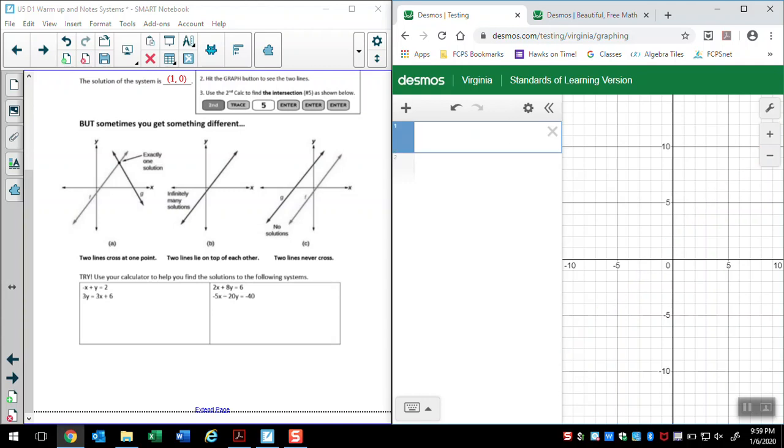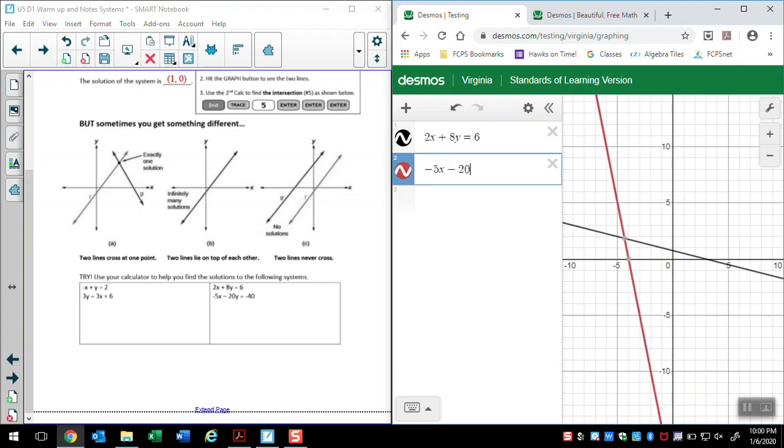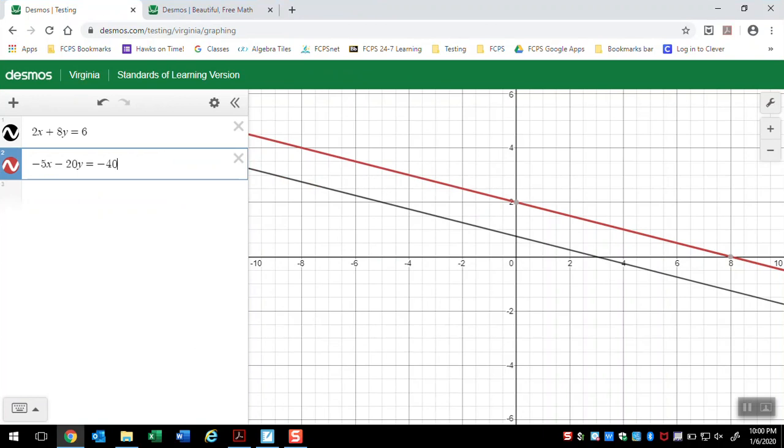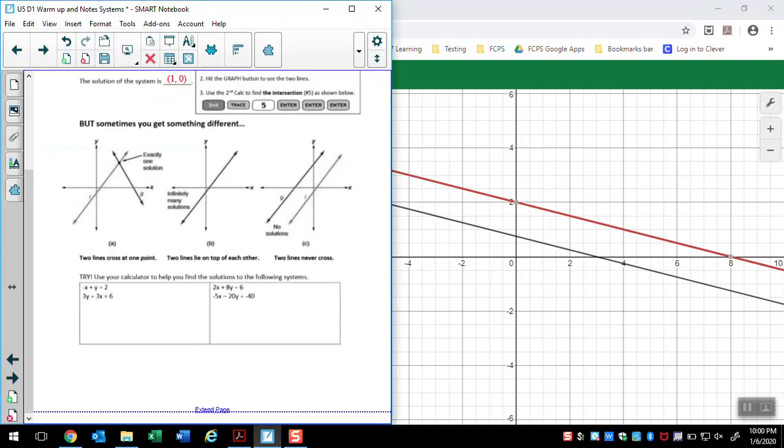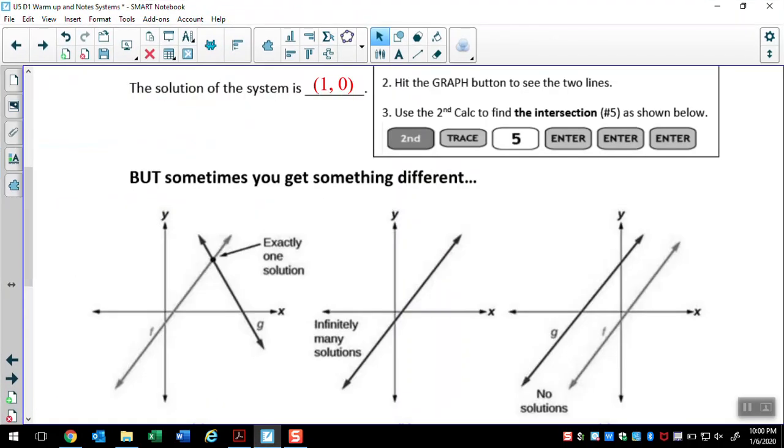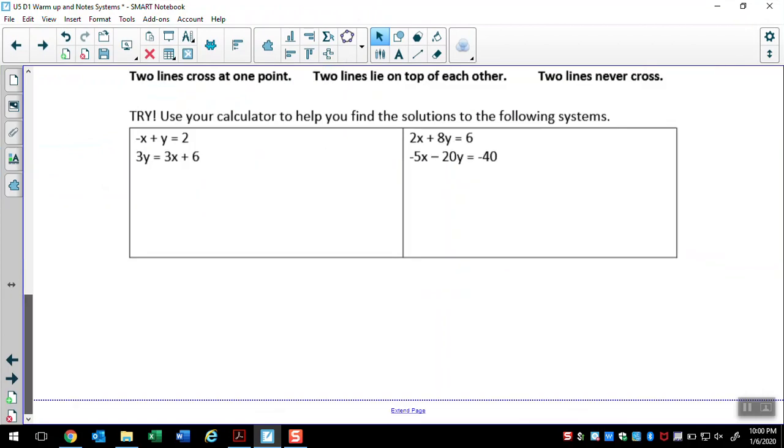All right, let's just take a look at this one here. So again, in Desmos, I can type in an equation in any form. This is going to be really nice when you go to take that SOL. Okay, so I typed in the first one. Now I can type in the second one. And now we can see that these two lines run parallel to each other. So they never cross. So in this case, we would say that this one here has no solutions.